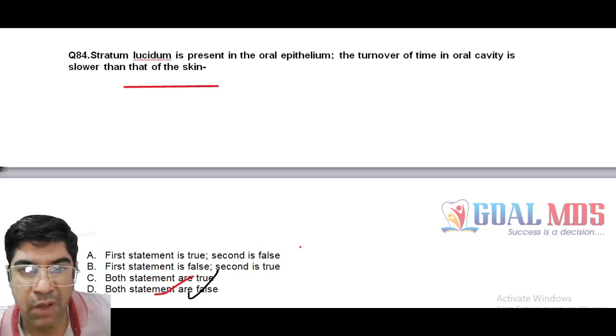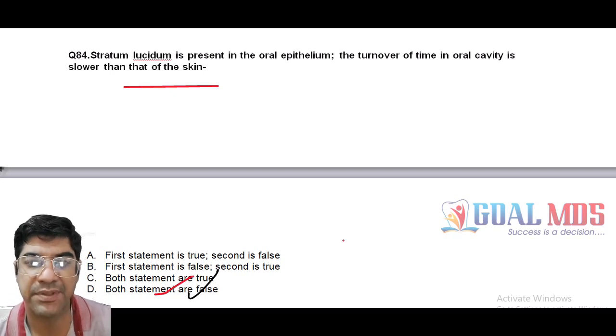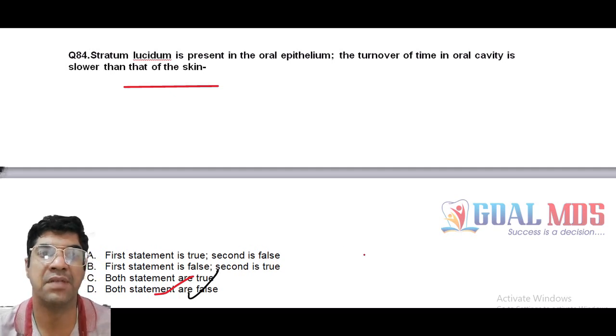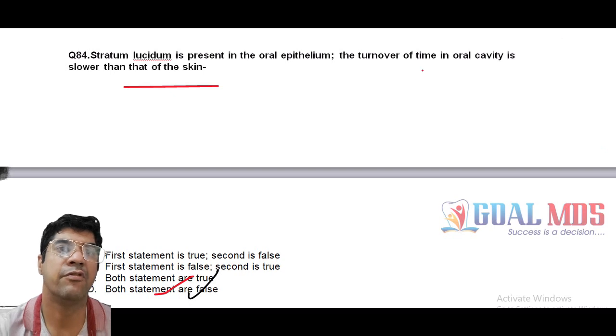The turnover time in the oral epithelium is slower than that of skin. That is also false. In general, the turnover time of the oral mucosa is faster than that of skin, but slower than that of intestinal mucosa. So answer is D, both statements are false.